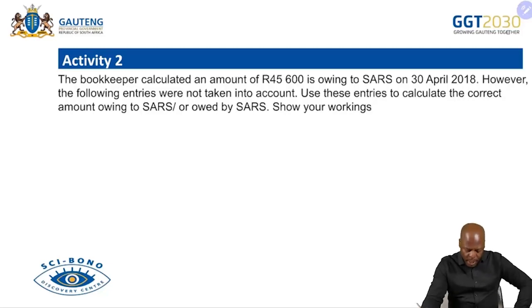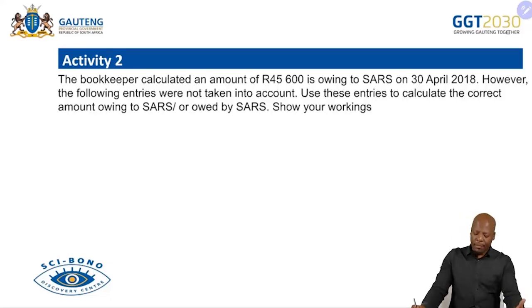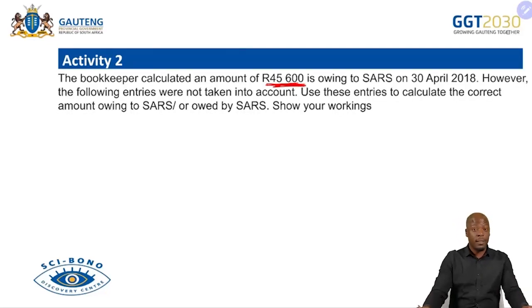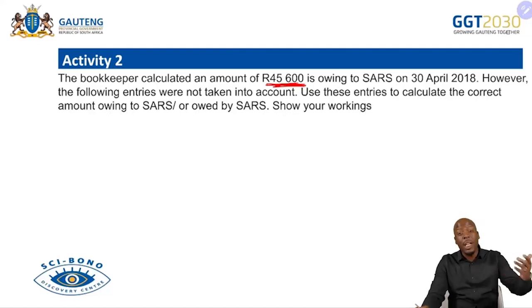It says, the bookkeeper calculated an amount of 45,600, which is owing to SARS on 30 April 2018. However, the following entries were not taken into account. So we calculated an amount of 45,600 and we established that we are owing this to SARS. But however, there are particular amounts that were not considered, transactions that were not taken into consideration. Some were omitted. Now, it therefore means that 45,600 becomes incorrect.